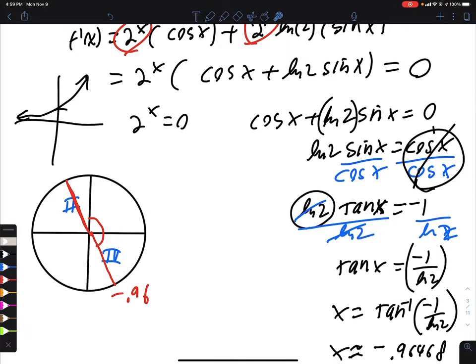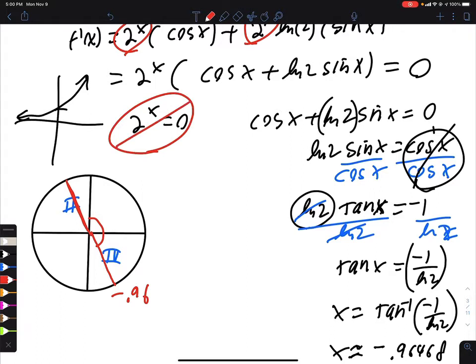Now here's where your knowledge of graphs is important. When does this equal 0? Well, if you know 2 to the x is an exponential function, it looks like that, it never touches the x-axis. Therefore, it never equals 0. This one has no solution.